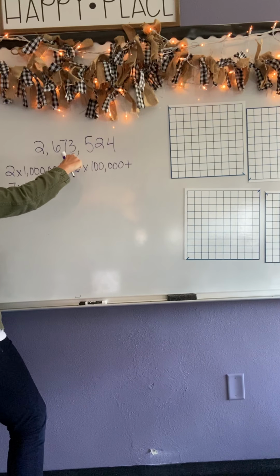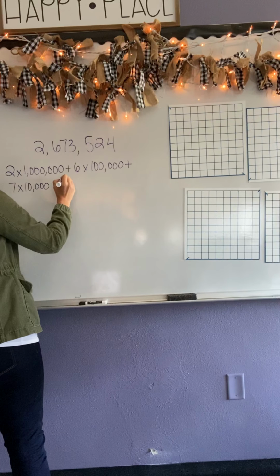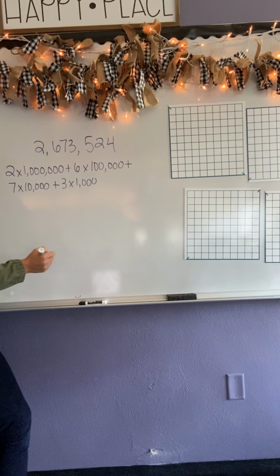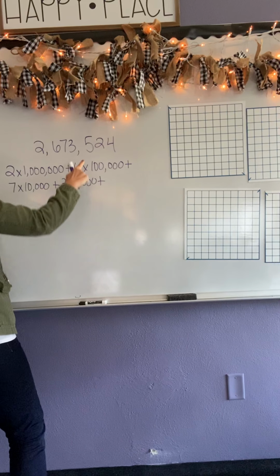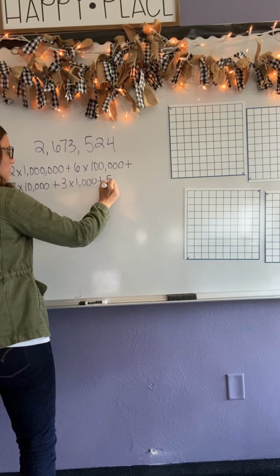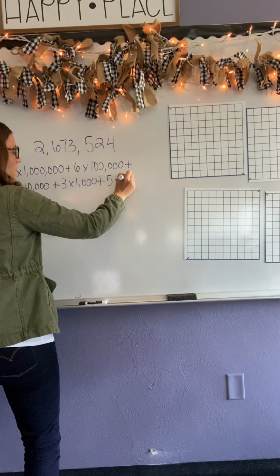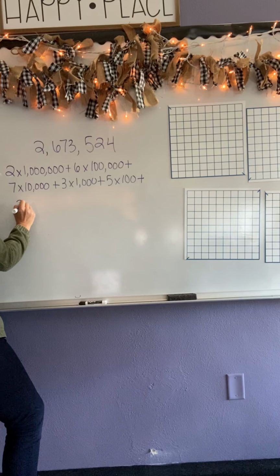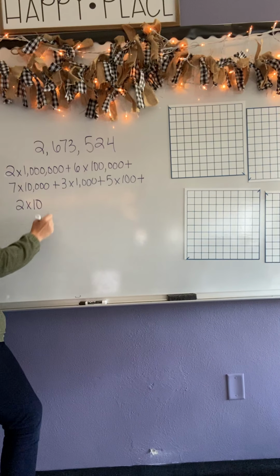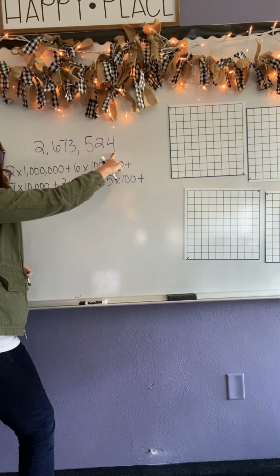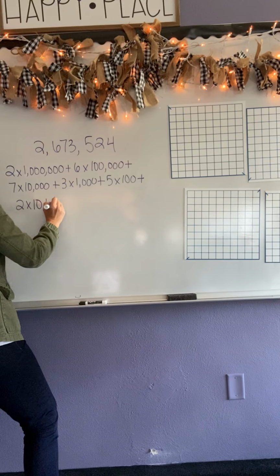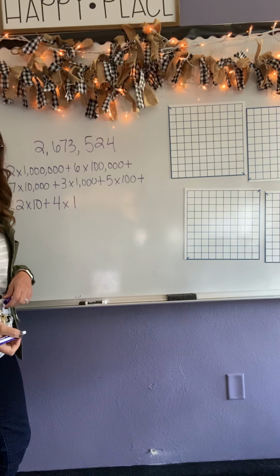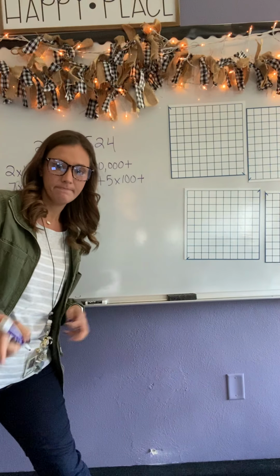Next is the 3. 3 is in the 1,000 spot. 3 times 1,000, plus. 5 is in the hundreds place. 5 times 100, plus. 2 is in the tens place. 2 times 10, plus. And then I have a 4 in my ones place. 4 times 1. Did you remember there's another way that you can write this if we're doing expanded form?